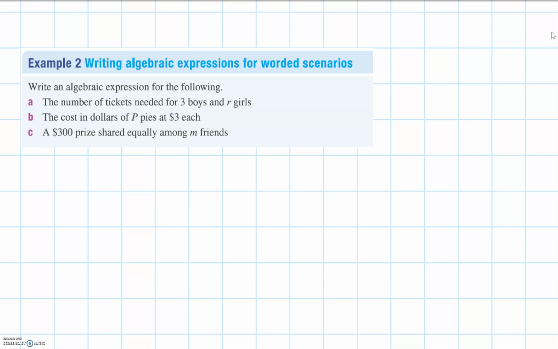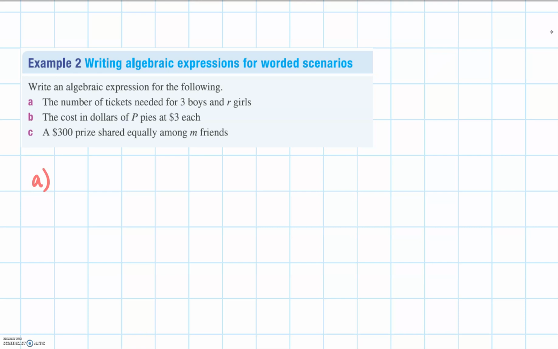So here's example 2. It's in your contingency booklet, so you can have a look at it as well. This question is asking me to write algebraic expressions for the following scenarios. So let's go through them. The first one, A. I want to write an algebraic expression for the number of tickets required for 3 boys and R girls. Okay, so let's think about this.